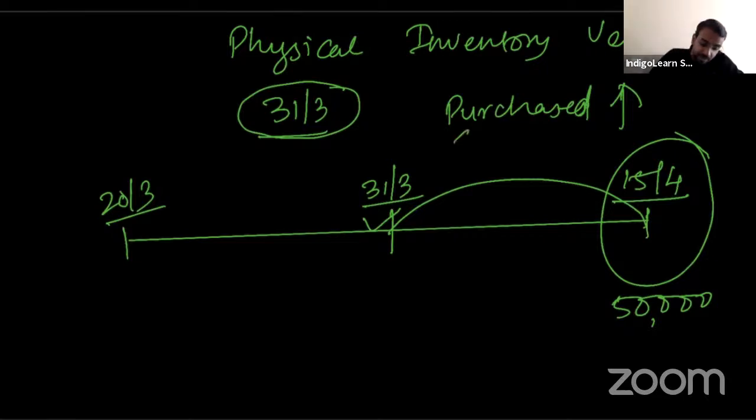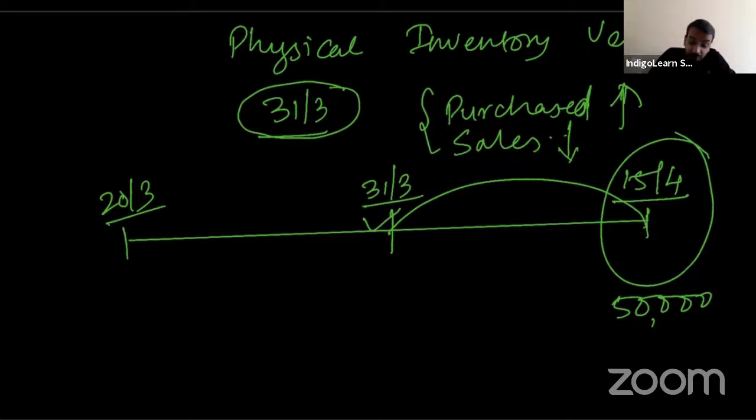Then if I have made certain sales, what would happen? My inventory will go down, right? Based on the transaction that's happening, if I purchased, my inventory would have gone up, and if I have sold, my inventory would have come down.